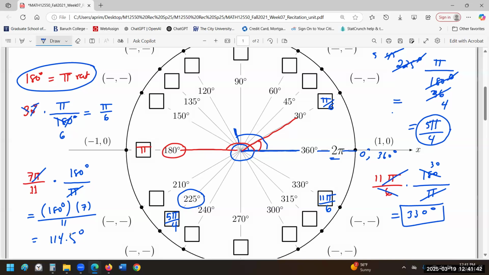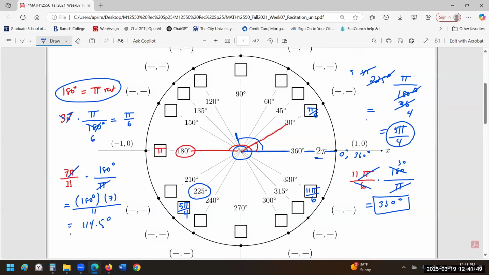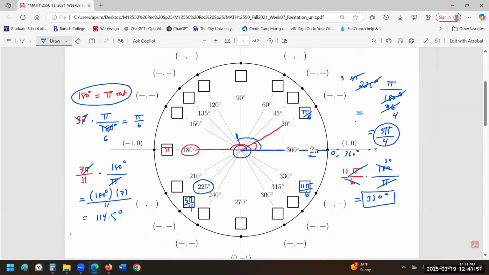So Abdul is asking, what's the point of the unit circle? The point of the unit circle is that you would like to know the value for any trig angle. For example, what is sine 30 degrees? How much is cosine 30 degrees? How much is tangent 30 degrees? You can find the value for any angle using the unit circle.